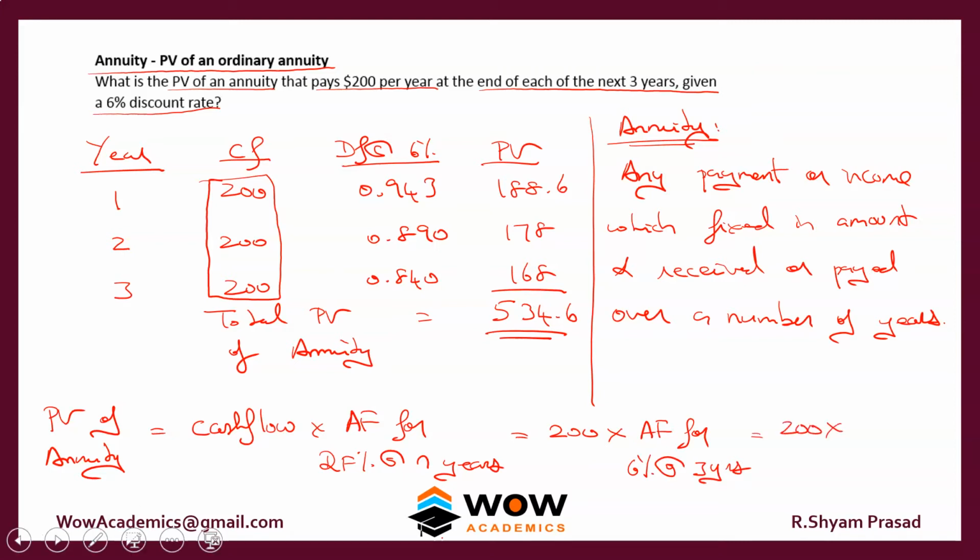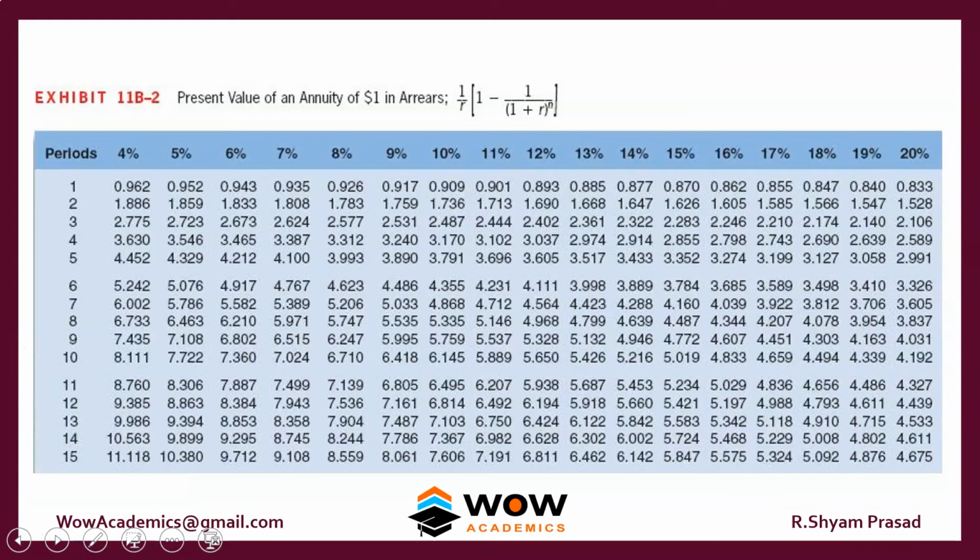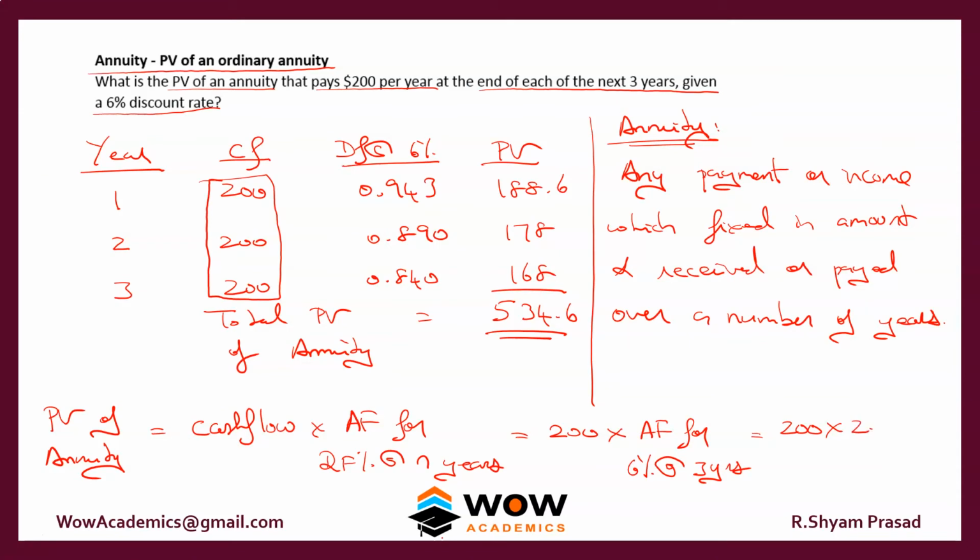So let's look at that factor. An annuity factor table is similar to the present value table: you have the percentage on this side and the number of years on this side. Our job is to look at 6% at 3 years, so that comes to 2.673, and the answer is 534.6. If you see, this answer is the same as this answer.